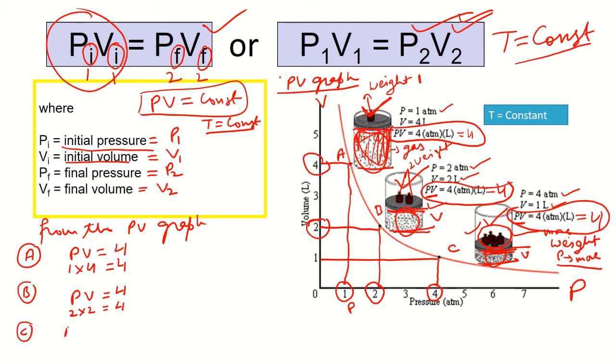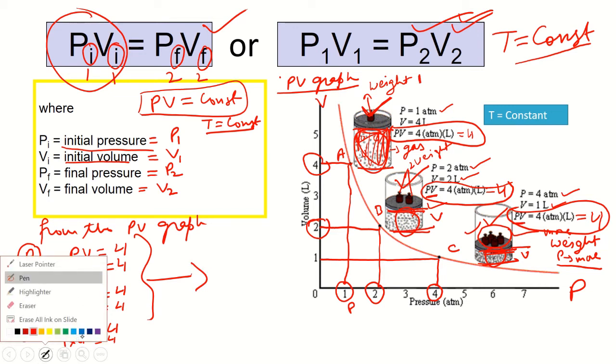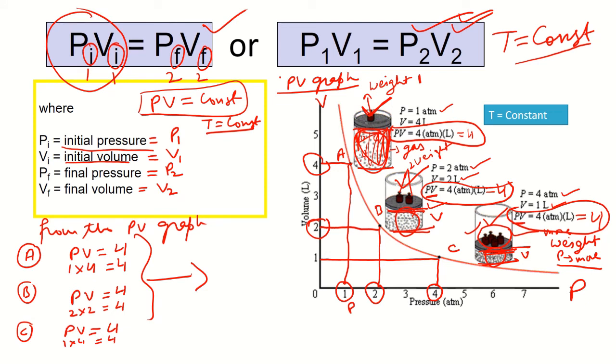So here this PV is coming 4. Here the value of P is 1, and this is 4, so it is equal to 4. If you see this, at the different points on the graph, this is V and this is P. This is point A, this is point B, and this is point C.